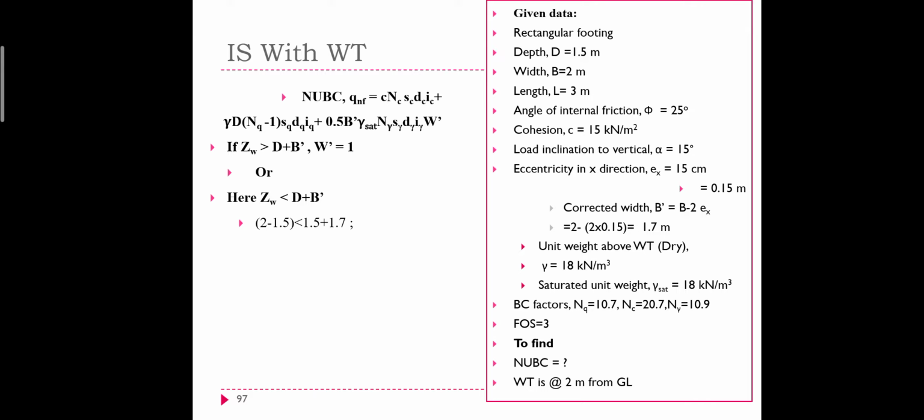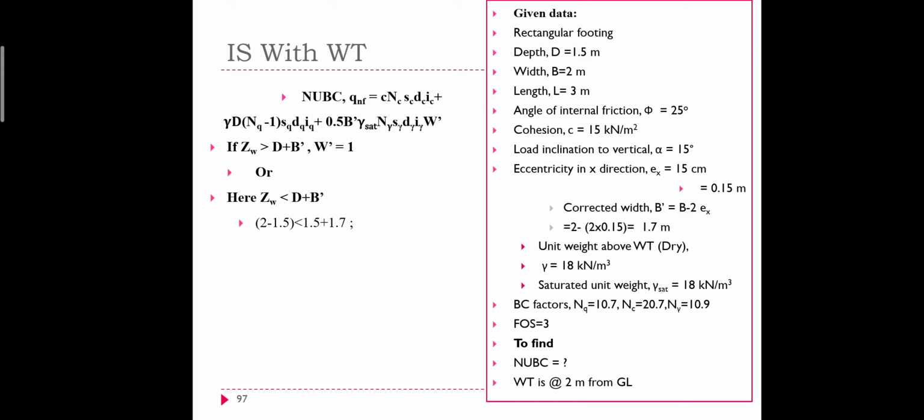Here we will not use B at all, because eccentricity is acting in the width direction, so we have to put B dash everywhere. We don't use B because eccentricity is acting in the width direction. So everywhere in the problem we will put B dash only. That's why in the first step we found the corrected width B dash. You should remember that whenever eccentricity comes into the picture. So put B dash everywhere.